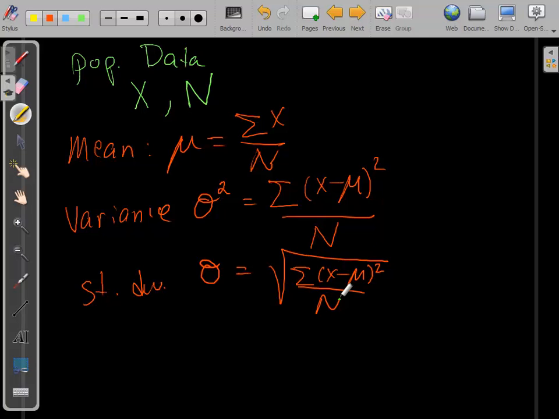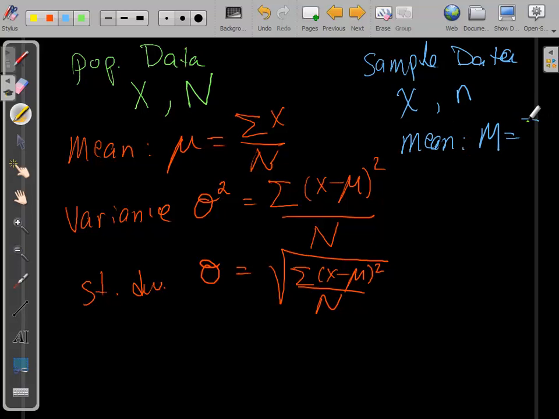These formulas are horrible to calculate with. They take a lot of time, and so we're going to develop a computational friendly version of these formulas in just a moment. If we were dealing with sample data, we would still have the sequence of scores x, but we'd have a sample size lowercase n, and we would define the mean with this capital M, and it's equal to the sum of the scores over lowercase n.